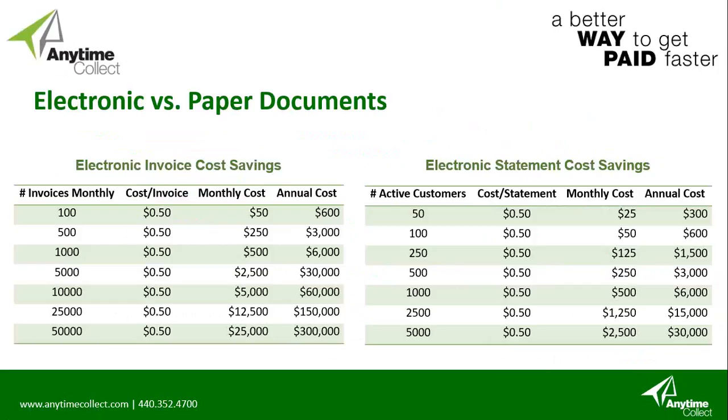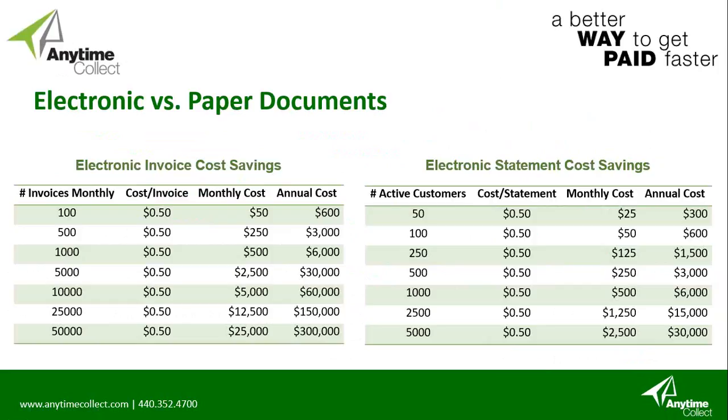Most companies are probably going to be in that 500 invoices per month up to maybe 5,000. That's where we tend to see a lot of our customers. But you can see that those costs add up very quickly, right? Just doing 1,000 invoices a month, you're spending about $6,000 a year just on your invoicing process. Now, over on the right, statements. A lot of us are still sending out paper statements. Now, we probably have fewer customers than we have invoices, hopefully. And the same math applies here.